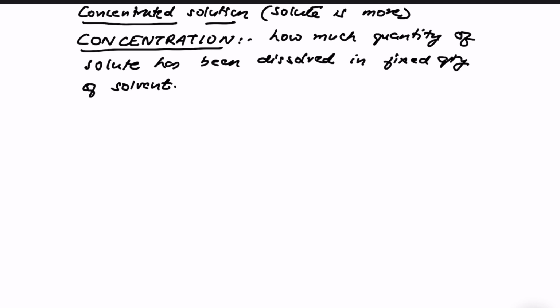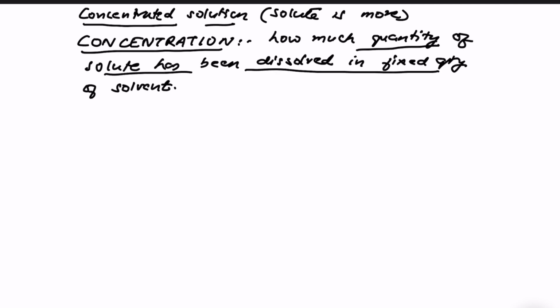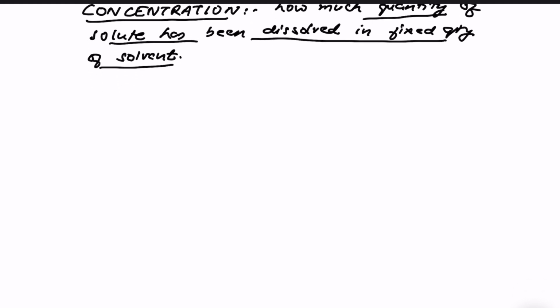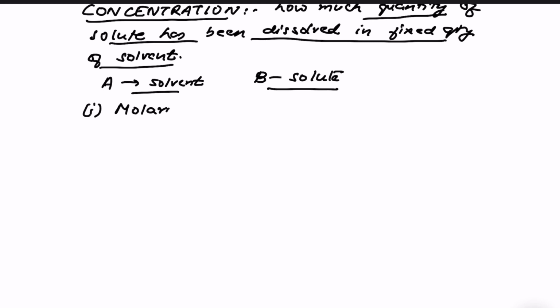We will discuss the main methods which are useful for us. So I think it's clear that concentration means how much quantity of the solute has been dissolved in a fixed quantity of the solvent. In my video, I'm going to take A as the solvent and B as the solute. Now the first method by which we can express the concentration is molarity, denoted by capital M.